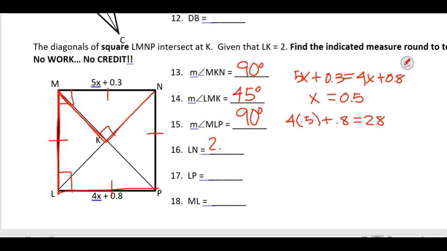Whoops, sorry. I skipped down to the next one, so we're down here. 2.8. And remember, all 4 sides are congruent, so ML has to be 2.8 as well. Now on this one, LK was 2, which means that KN is 2. And to find LN, we would do 2 plus 2, which is 4.